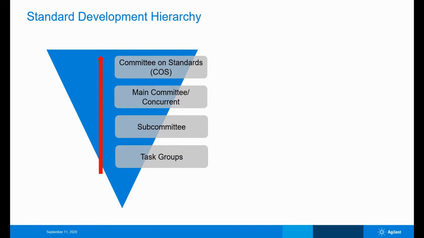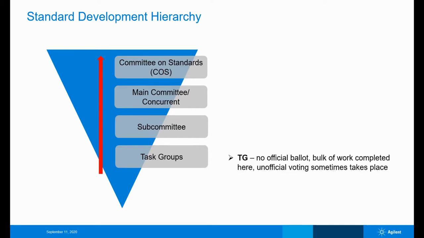The next item on our agenda is the description of the process in the standard development hierarchy. As I mentioned before, the bulk of the work is performed by the task groups. The task groups do most, if not the majority, of the work in the development of a standard.